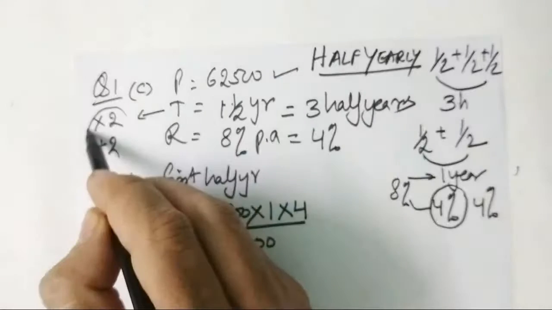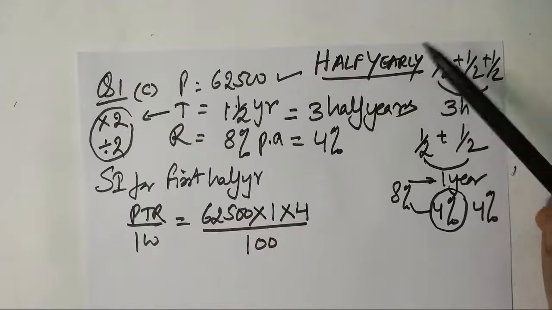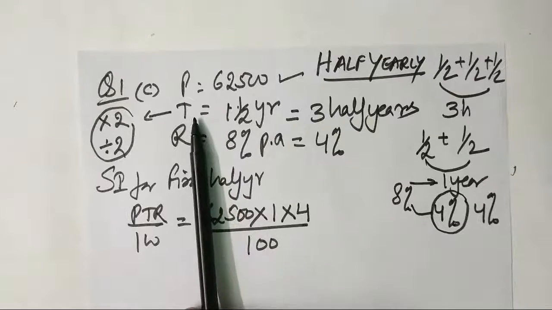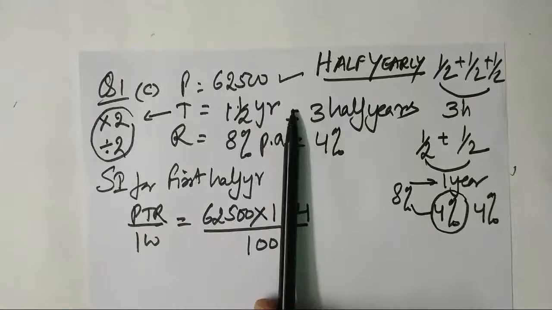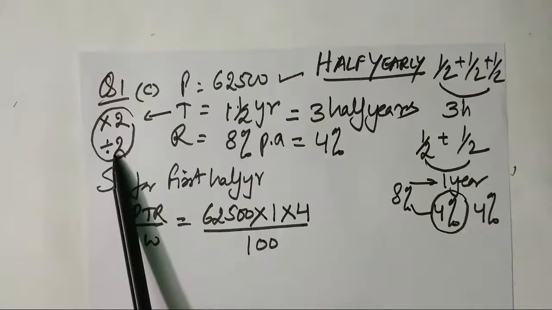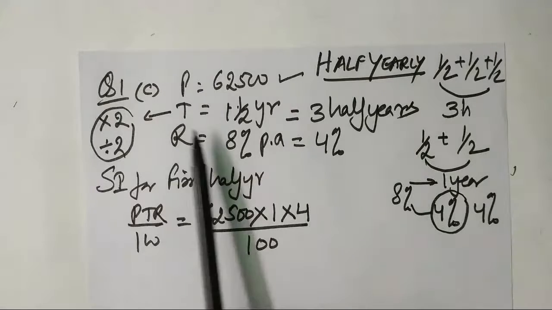Just remember this thing. If the time is written half yearly, whatever is the time given to you, it will become double and the rate will become divided by 2. And this explains why you are doing into 2.